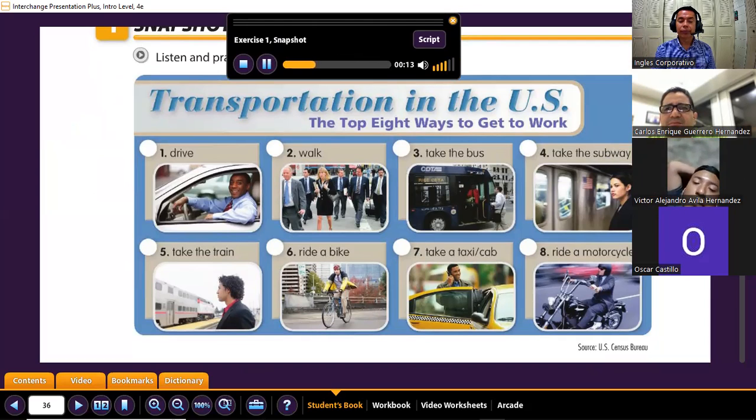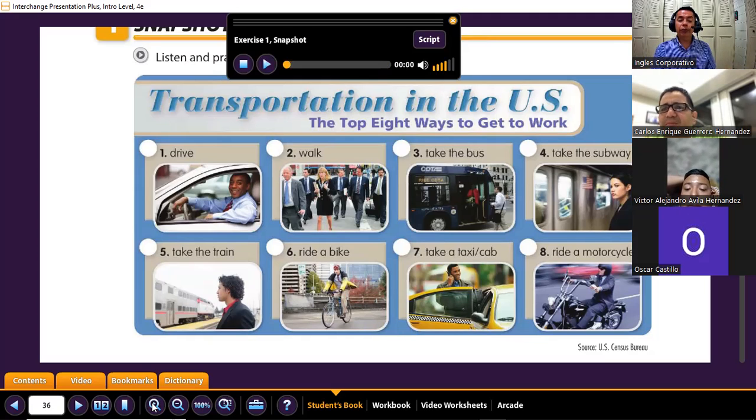Transportation in the U.S. The top 8 ways to get to work. Listen and practice. 1. Drive. 2. Walk. 3. Take the bus. 4. Take the subway. 5. Take the train. 6. Ride a bike. 7. Take a taxi. Take a cab. 8. Ride a motorcycle.